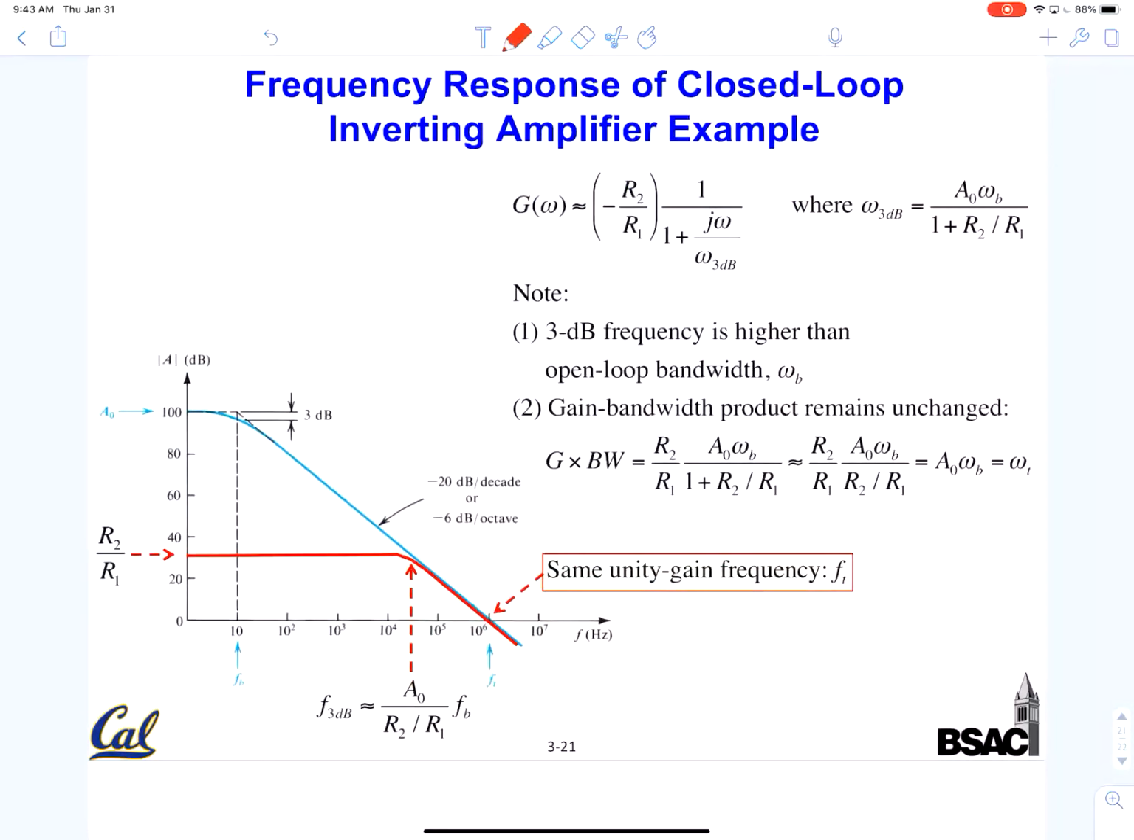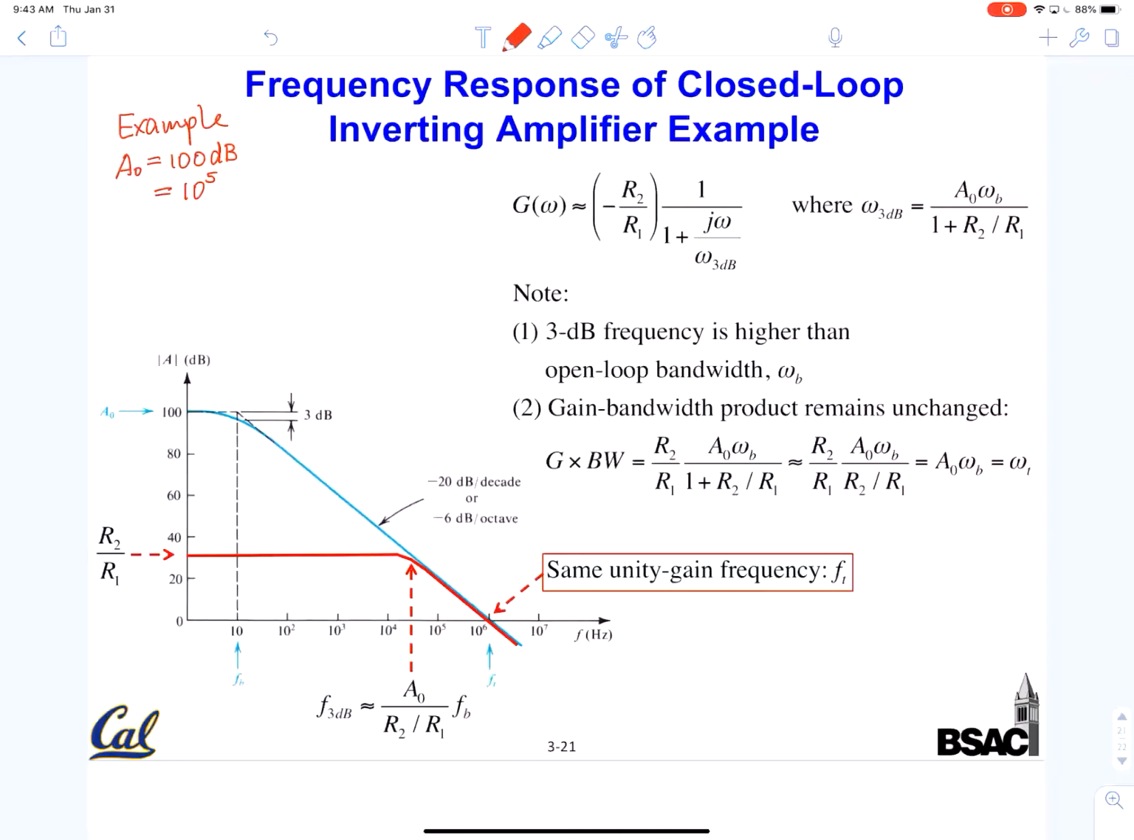With this numerical example, we can gain a little bit more insight. In this example here, A0 is 100 dB. Remember this is 20 log. So in linear scale, this is really 10 to the 5th. I said, think a million. This is close to a million, 100,000.